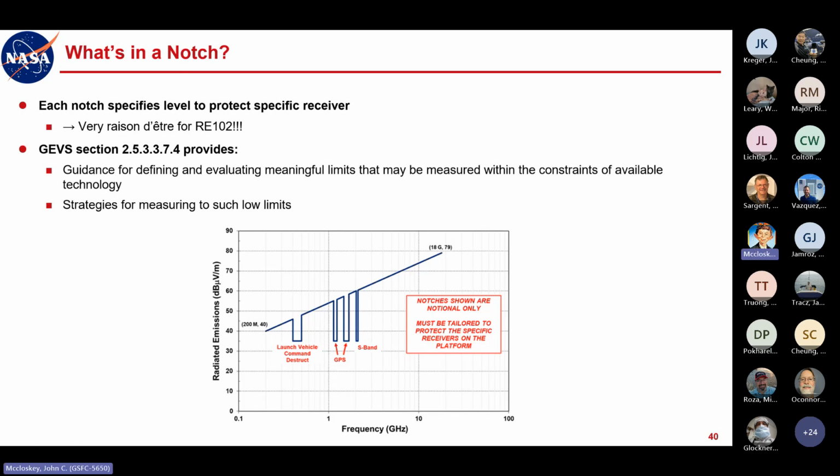GEVs, in the equivalent of the application guide appendix in GEVs 253, and that's the specific section here for RE102, provides guidance for defining and evaluating meaningful limits that may be measured within the constraints of available technology. You want to actually be able to measure this stuff, right? And then strategies for measuring to such low limits.